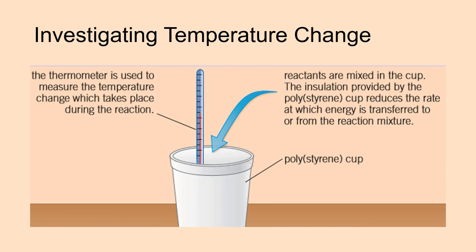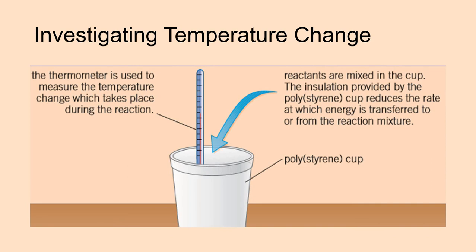Our example was we added an acid and an alkali. First we measured the temperature of one of the reagents to get the starting temperature, and then we kept checking the temperature as we added the other reactant and watched the reaction progress. We saw an increase in temperature because it was an exothermic reaction.